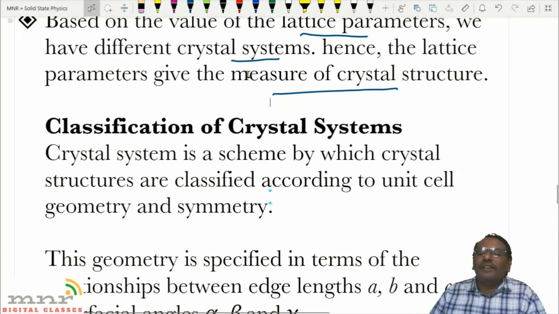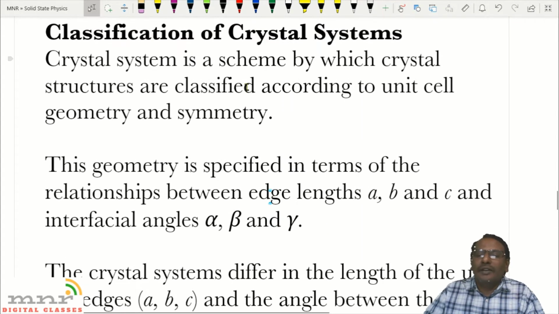Now, with the help of these lattice parameters, let us classify the crystals into different crystal systems. Bravais mathematically proved that even though there are infinitely many possible ways of arriving at a space lattice, using symmetry configurations only 14 distinguishable space lattices are possible. Those 14 space lattices can be further grouped into 7 crystal systems.